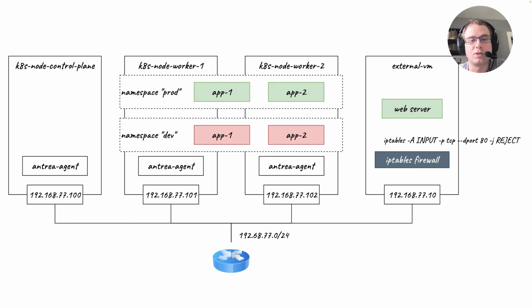For security reasons, I want to ensure that only applications from the production namespace can access my external service. Now, one way to do that would be by using network policies. In particular, as a Kubernetes administrator, I could leverage Antrea cluster-level policies to ensure that only the production namespace can access the web server. But we're going to make another assumption.